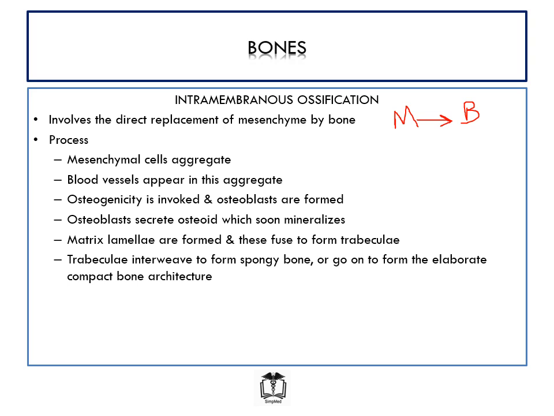And how does this go about? Usually the mesenchyme cells would aggregate first of all. Once they aggregate, blood vessels will appear within the aggregates. These blood vessels will give nutrients and important growth factors to the mesenchyme and allow it to undergo ossification to form bones. We start to see osteogenesis being invoked in this aggregate of mesenchymal cells, and the mesenchymal cells slowly become osteoblasts as a result. So once the mesenchymal cells aggregate and blood vessels come into the mix, the cells are converted into osteoblasts.